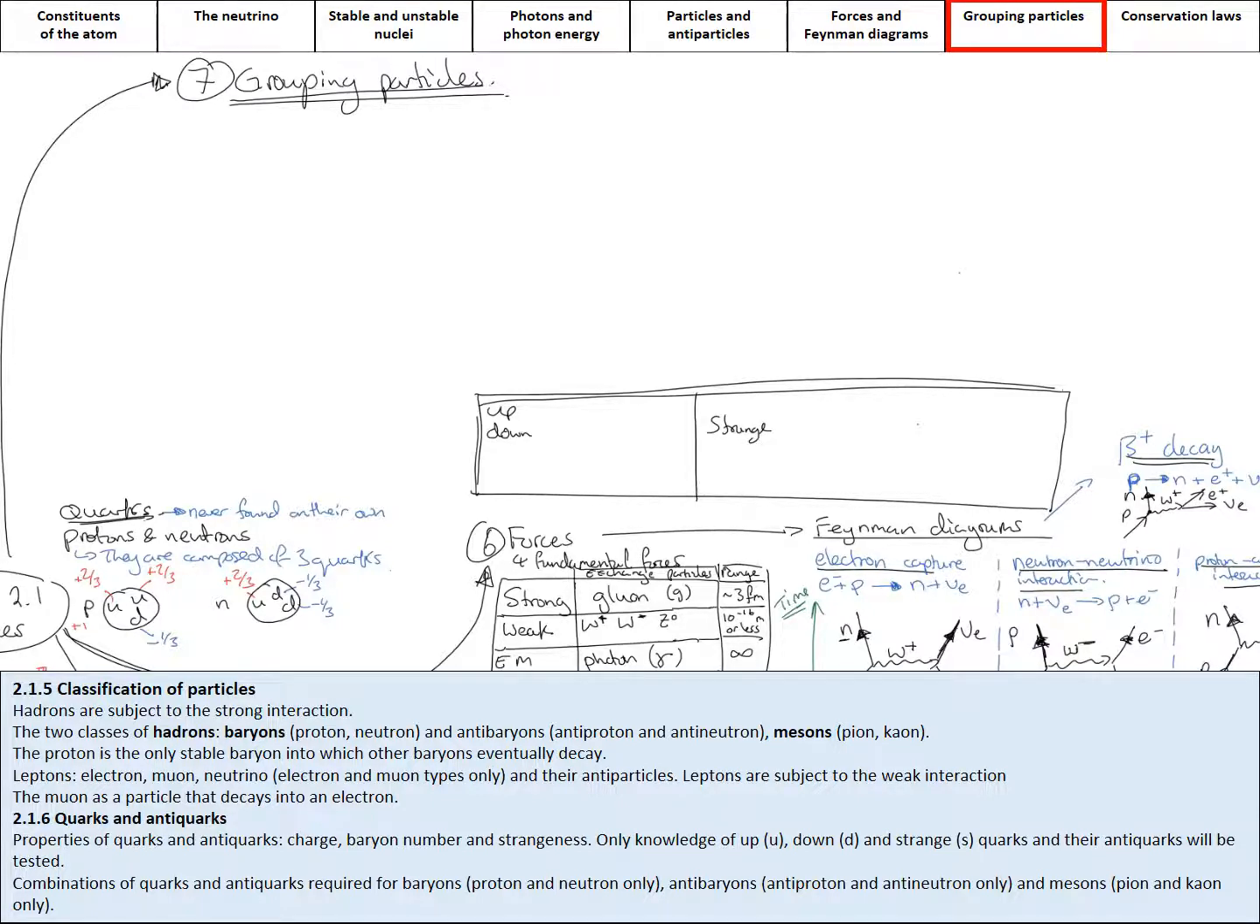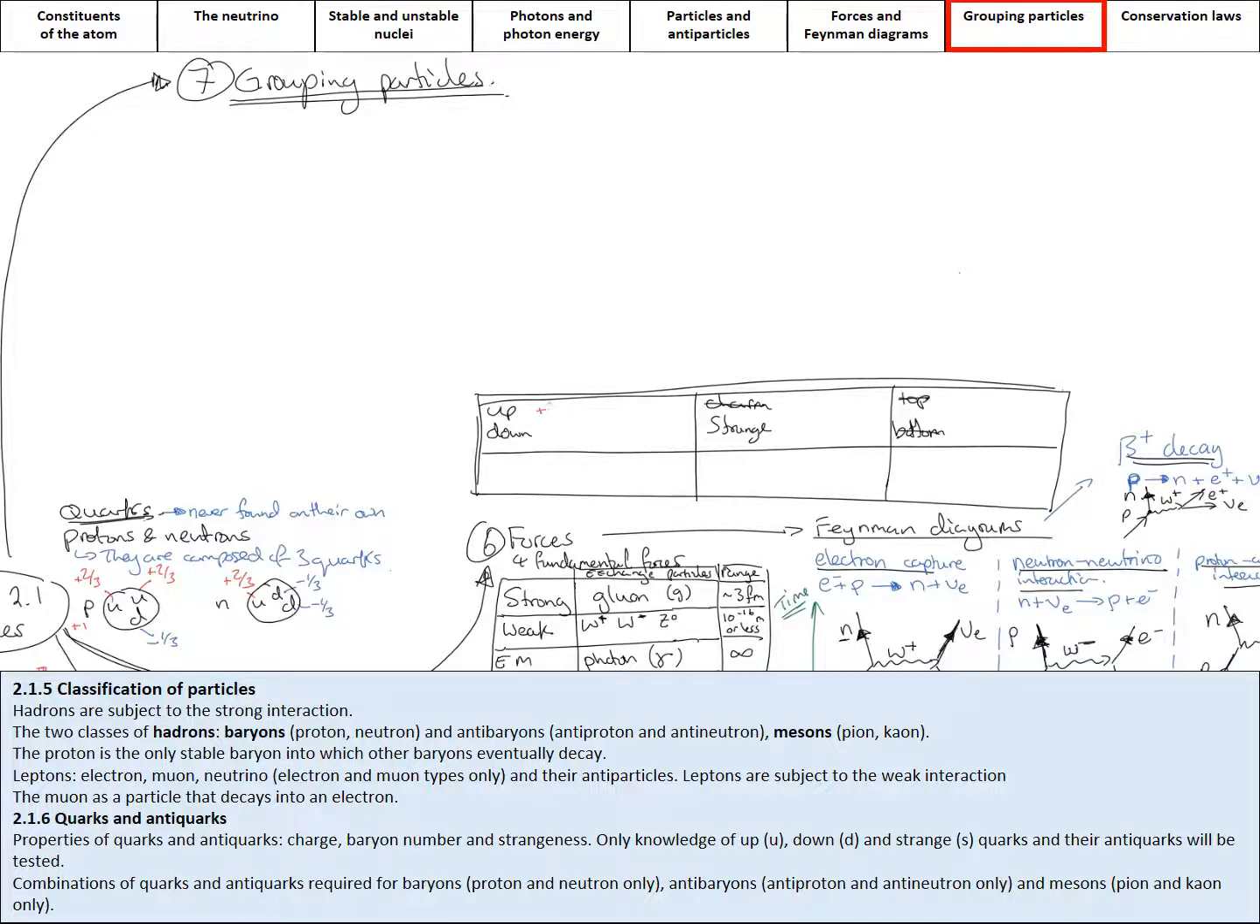But there are also charm, top, and bottom, which you don't need to know about. So let's put some lines through those. But I include it for completeness.